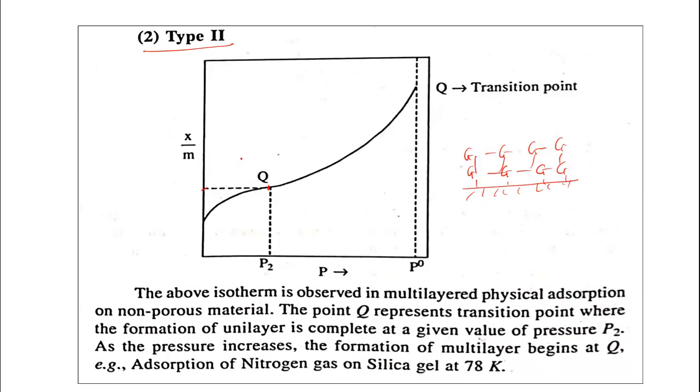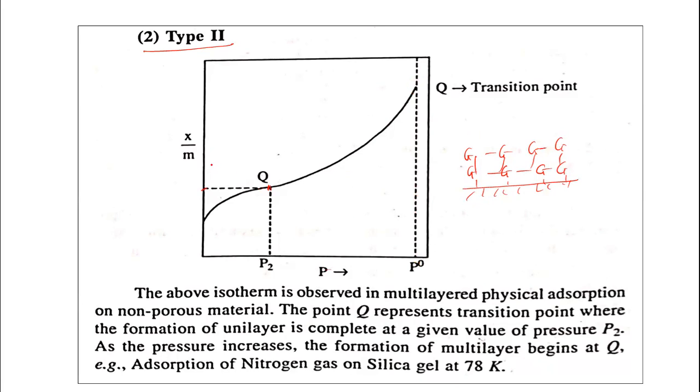So in this graph, first of all, there is a formation of the unilayer. And once the unilayer is formed, later on the process also continues. As we are increasing the pressure, the amount is also going to be increasing. And when there is a complete formation of the multilayer, then this saturation stage will occur here.